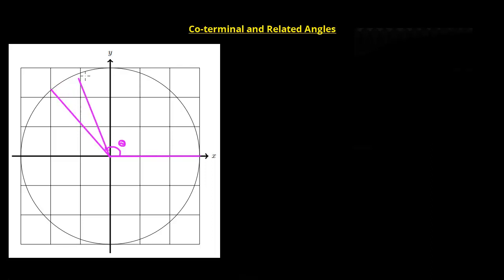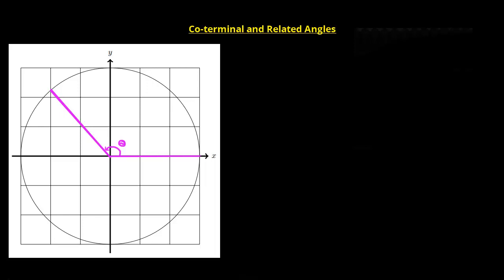And I could keep doing that. I could keep going around, making full rotations about this circle that I've drawn here, and I could keep getting back to the same terminal arm. All of those angles that are separated by 360 degrees are said to be coterminal angles.